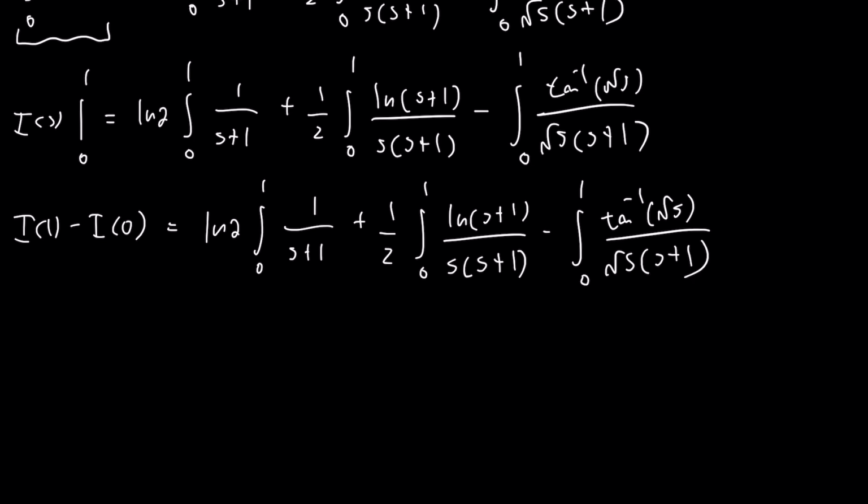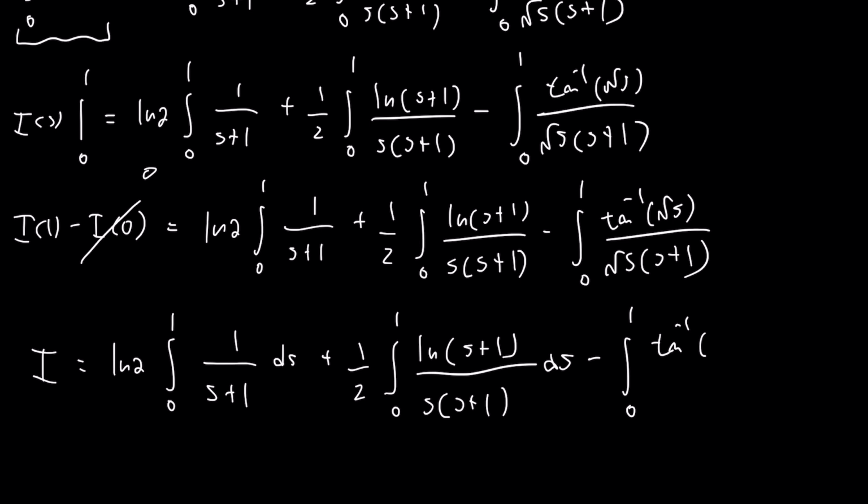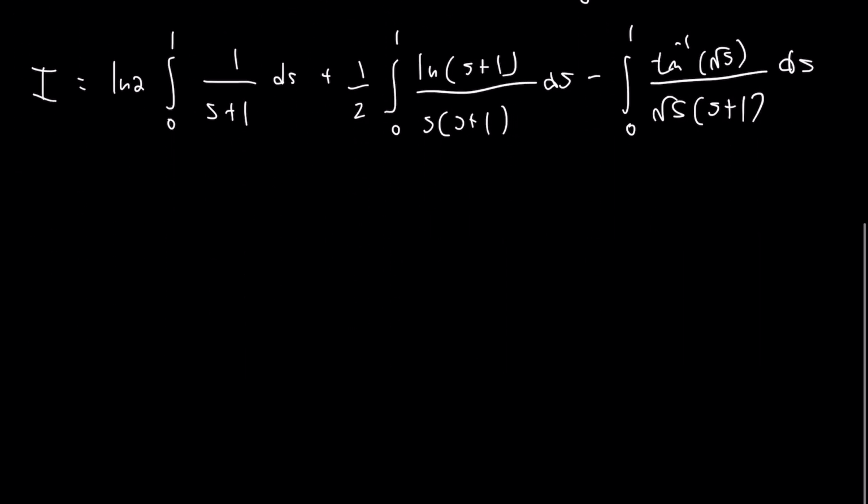But recall that I of 0 is 0 and I of 1 will be our integral. So our integral will just simplify into the natural log of 2 times the integral from 0 to 1 of 1 over s plus 1 ds, plus 1/2 the integral from 0 to 1 of the natural log of s plus 1 divided by s times s plus 1 ds, minus the integral from 0 to 1 of the inverse tangent of the square root of s divided by the square root of s times s plus 1 ds.